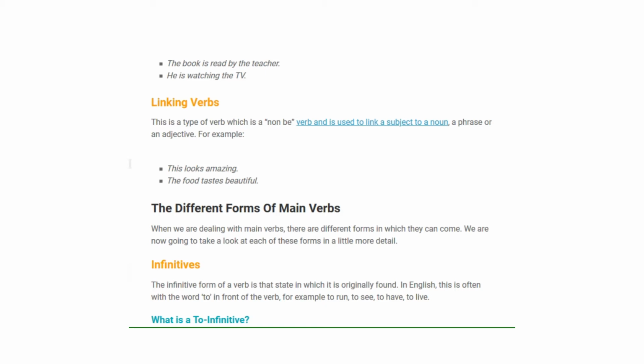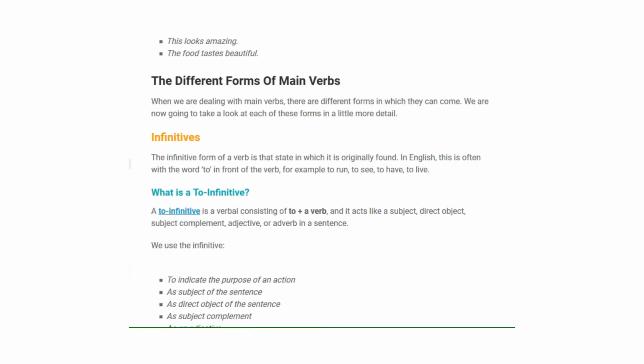So, the different forms of main verbs. When we are dealing with main verbs, there are different forms in which they can come. We are now going to take a look at each of these forms in a little more detail. So we have the infinitives. The infinitive form of a verb is that state in which it is originally found. In English, this is often with the word to in front of the verb. For example, to run, to see, to have, to live.